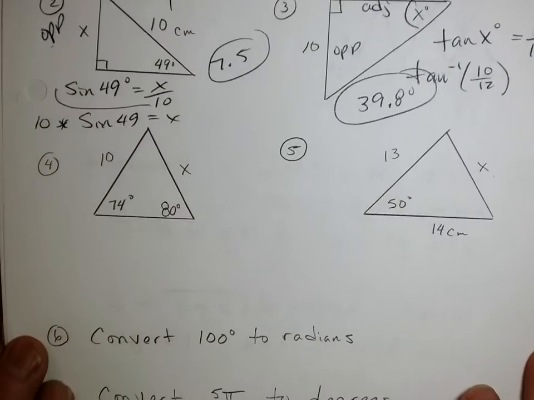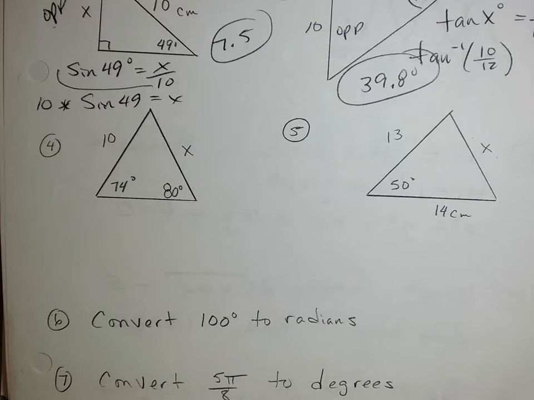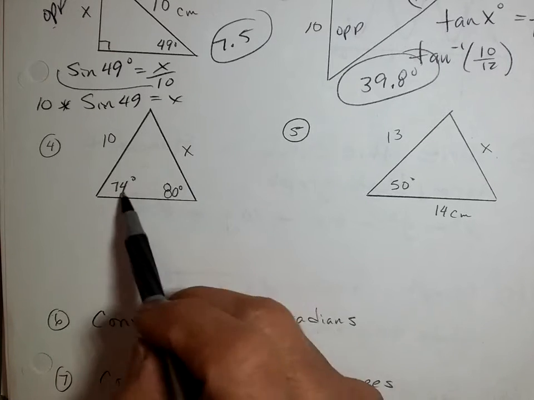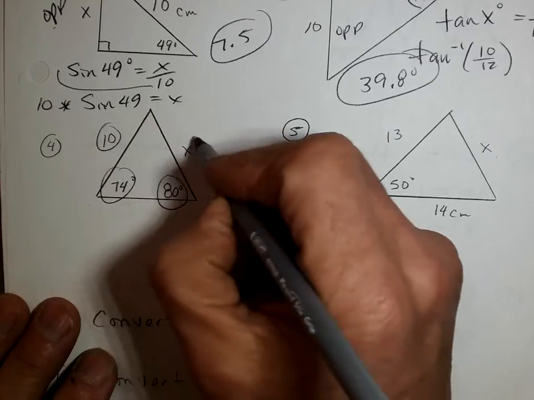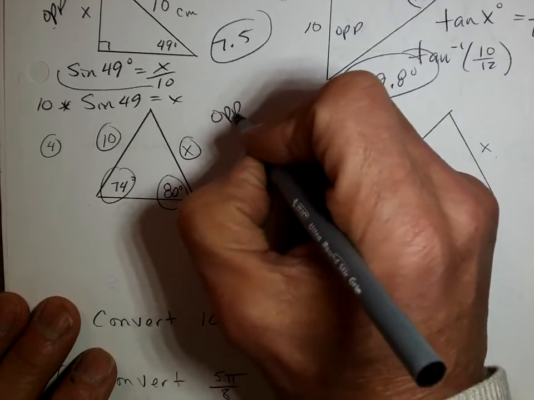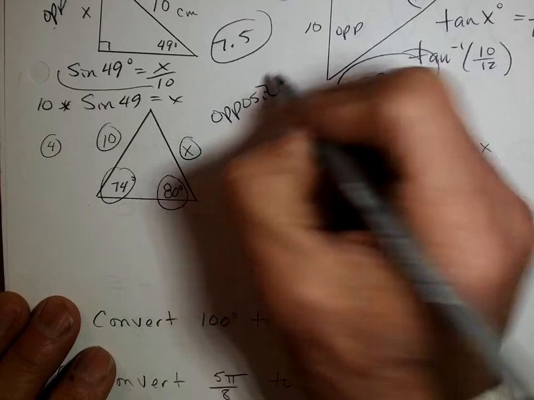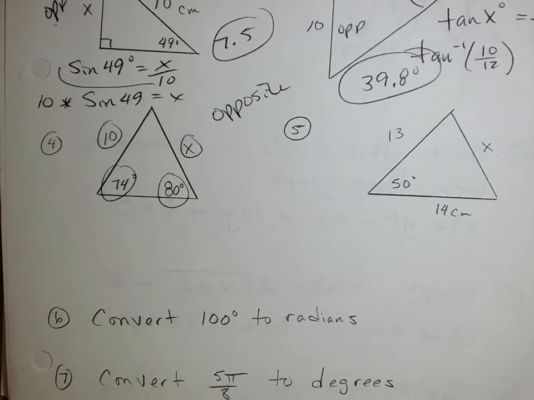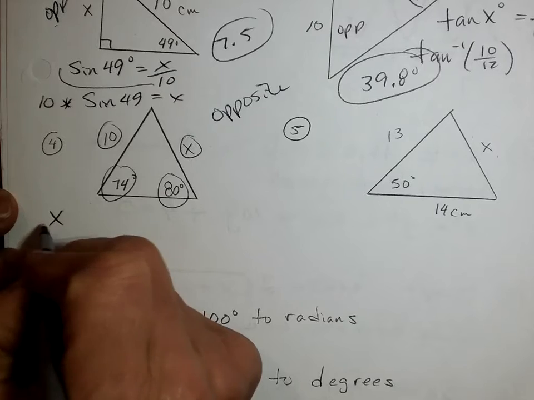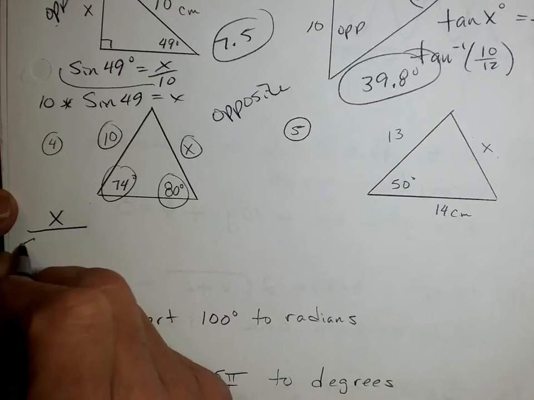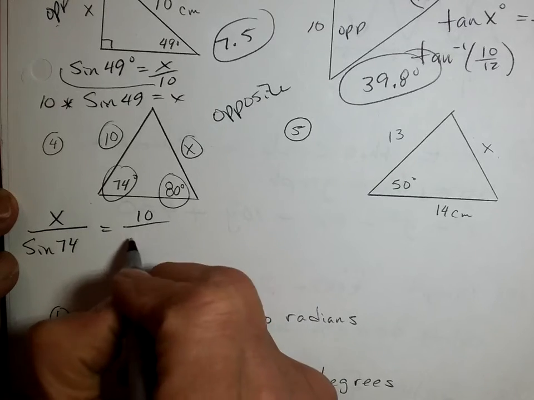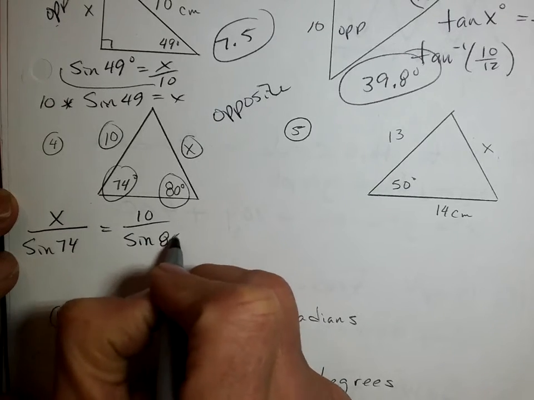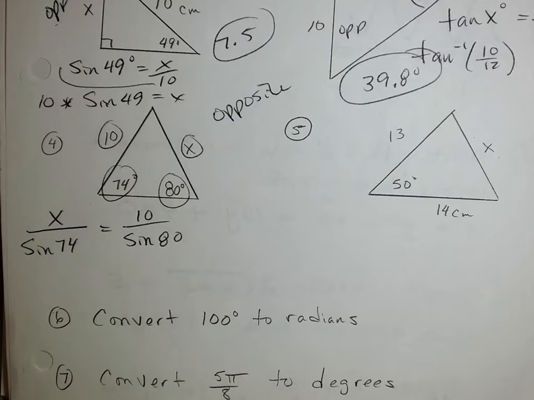Okay, now I get to 4. I no longer have a right triangle. What I have is opposites, though. So I've got my opposite here, opposite, opposite. So if I have my opposites, we use the law of sines. So I'm going to set up x over the sine of 74 equals my 10 over my sine of 80, right? And I'm just going to multiply up.